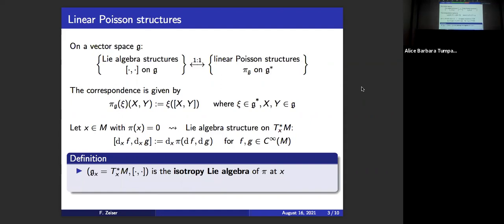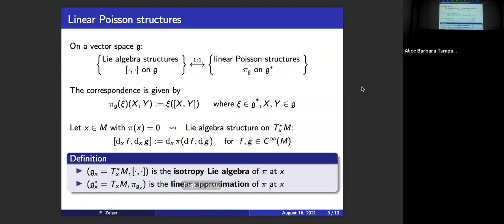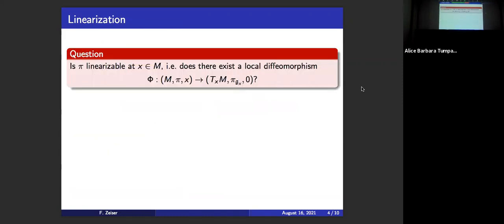And as we just have seen above, every Lie algebra corresponds to a linear Poisson structure on the dual. So what we get is a linear Poisson structure on the tangent space of the point, which we call the linear approximation. And now the natural question is, given a linear approximation, can we find a local diffeomorphism mapping our actual Poisson structure to our linear approximation? So that is exactly the question of linearization.